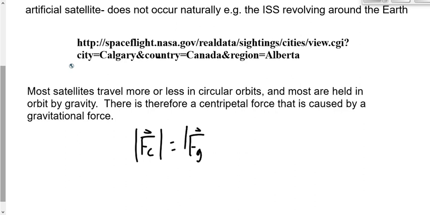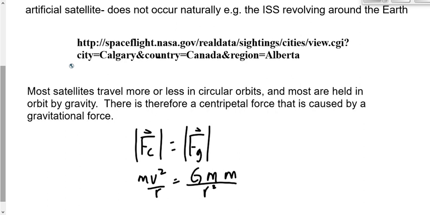In other words, we would say that mv squared over r is equal to G m1 m2 over r squared. Notice I've conspicuously left off the subscripts for those masses. You'll see why in just a second here. What mass are we dealing with over here on the left-hand side? Is it the mass of the satellite or the mass of the central body? The thing that's being revolved around.